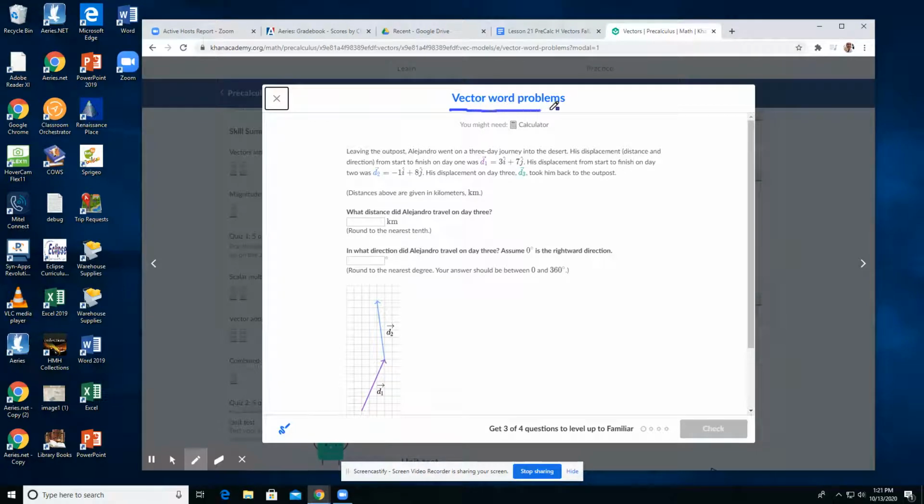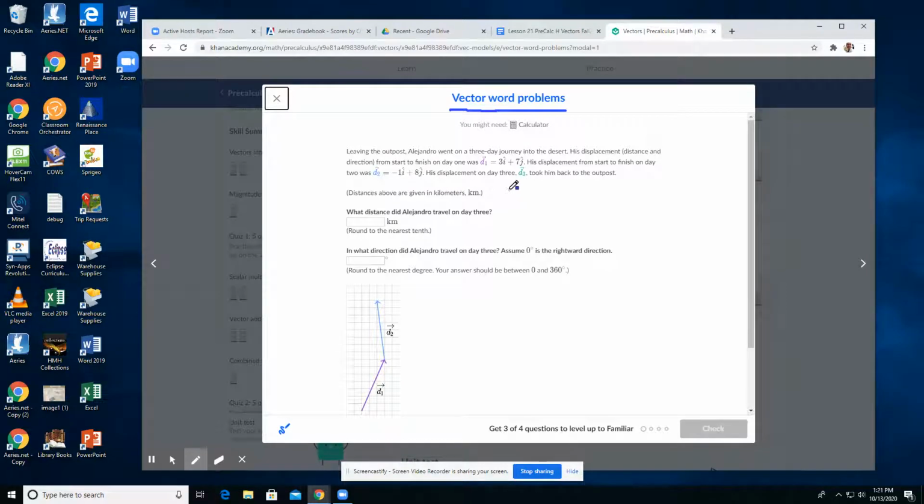We're doing vector word problems here. Leaving the outpost, Alejandro went on a 3-day journey to the desert. His displacement, distance, and direction from start to finish on day 1 was this vector right here. His displacement from start to finish on day 2 was this vector right here.